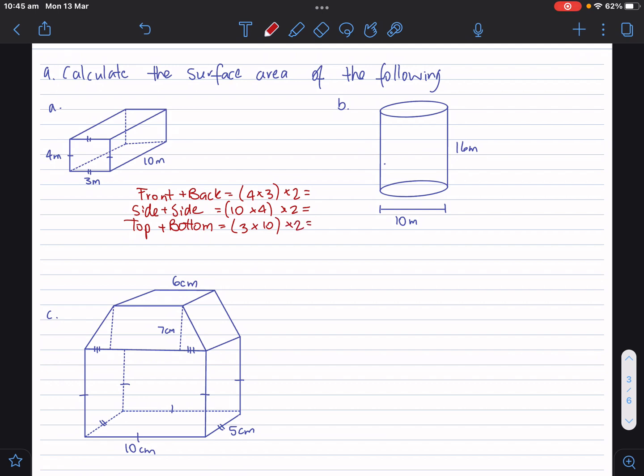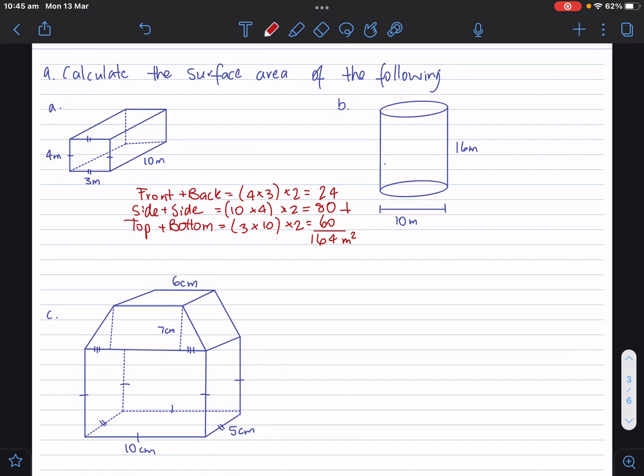4 times 3 is 12, 12 times 2 is 24. 10 times 4 is 40, 40 times 2 is 80. 3 times 10 is 30, 30 times 2 is 60. Adding those all up, you get 164 meters squared. So we just found each side separately and then added all the answers up.